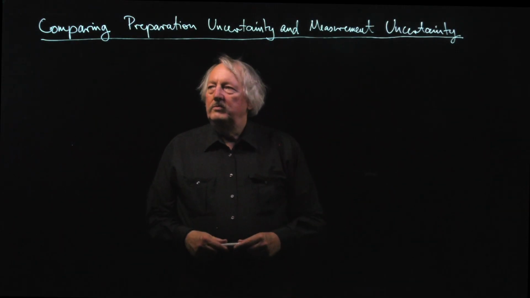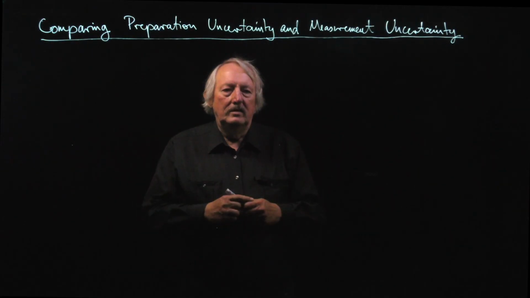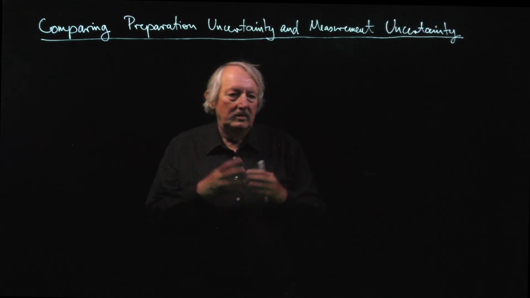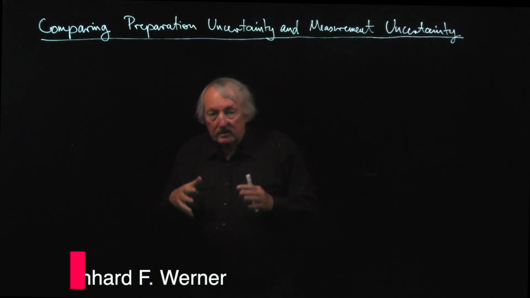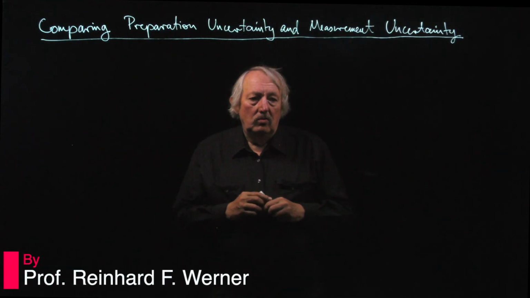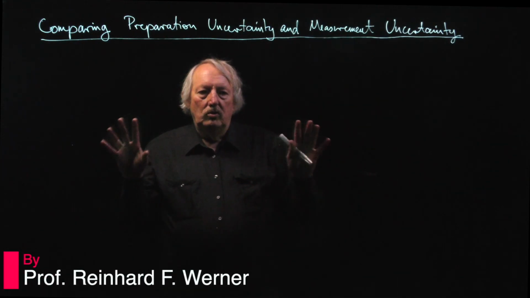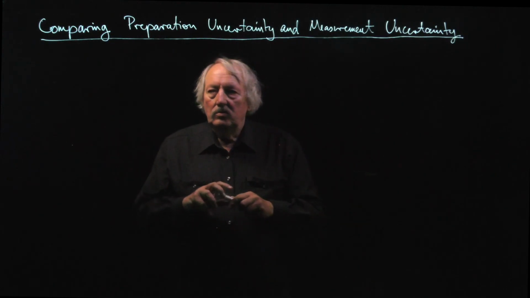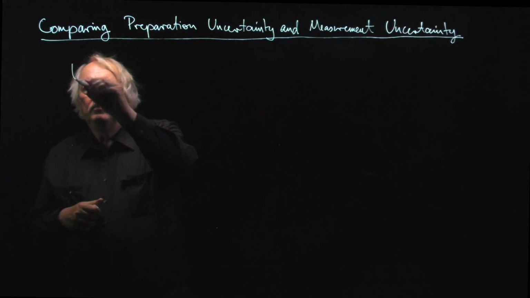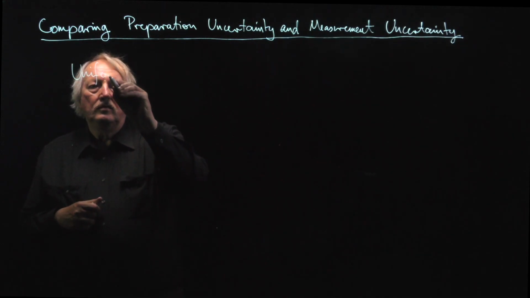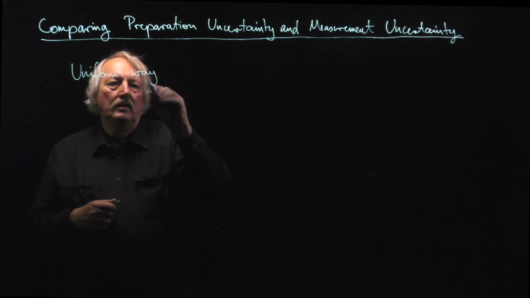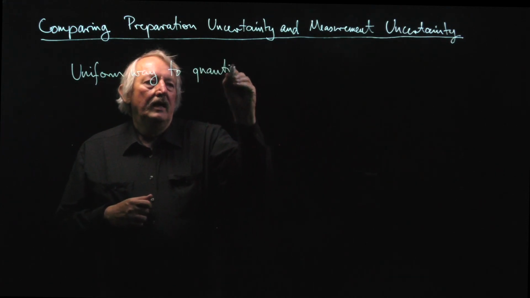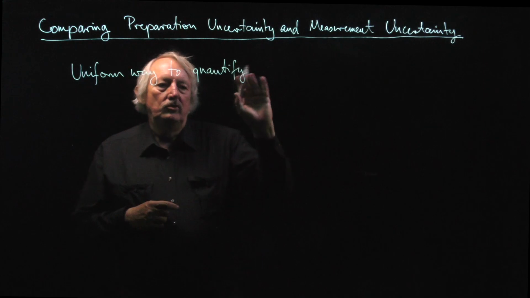So now that we've introduced the basic machinery to quantify measurement uncertainty and preparation uncertainty, we can compare those. Conceptually, I think I showed that they're really different things. But now we have a uniform way to quantify both, right? And I'll just recap that very briefly.